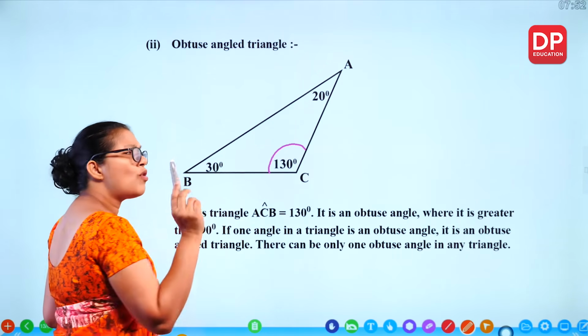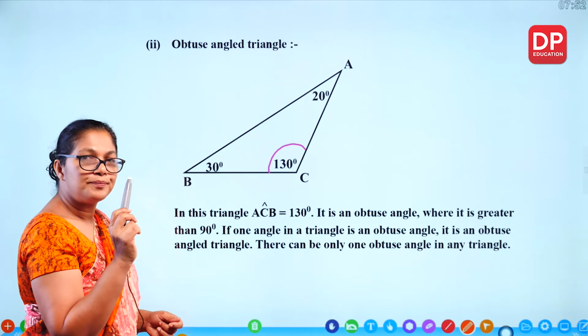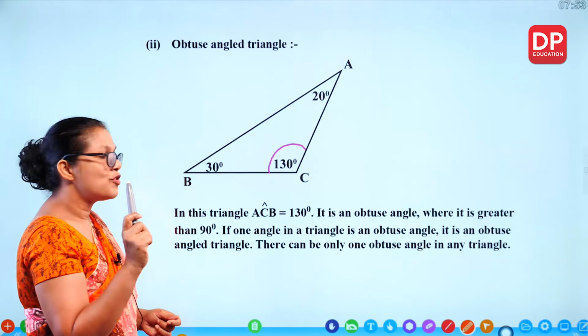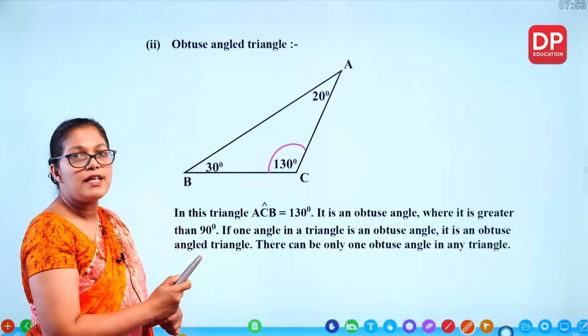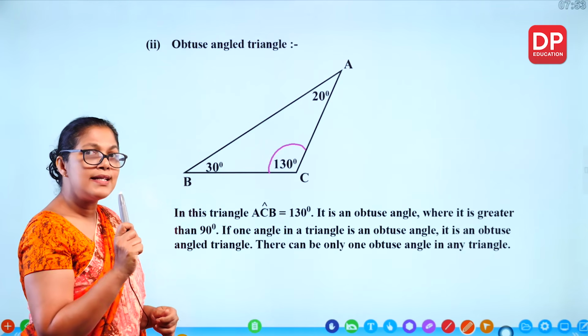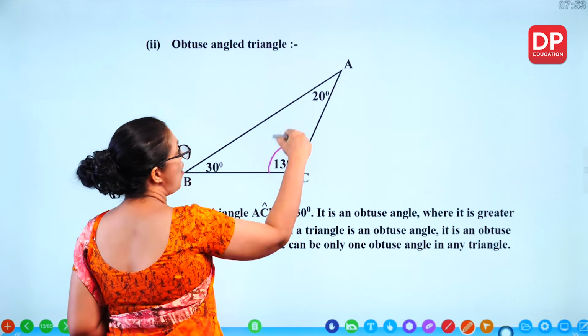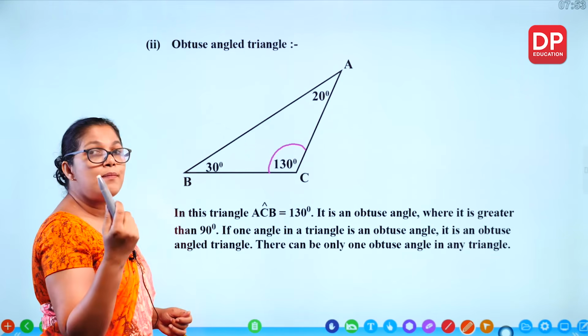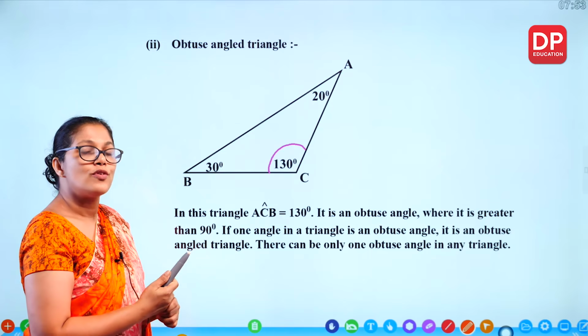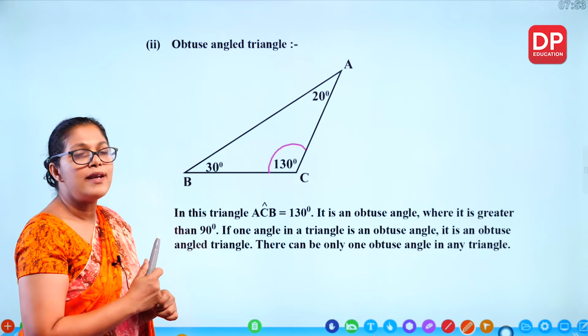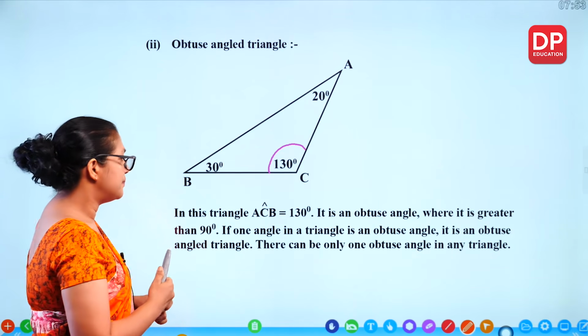Can we get two obtuse angles? You can't get two obtuse angles, only one obtuse angle in any triangle. Why is that? Because when you add two obtuse angles, it becomes more than 180 degrees. So you can get only one obtuse angle.